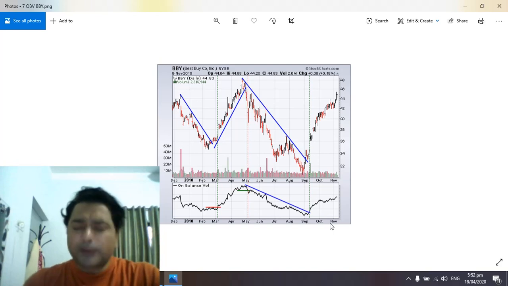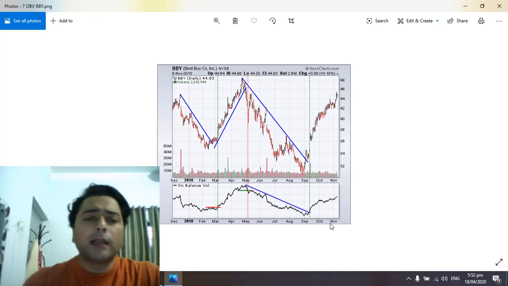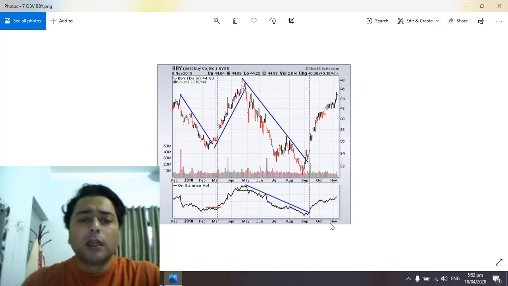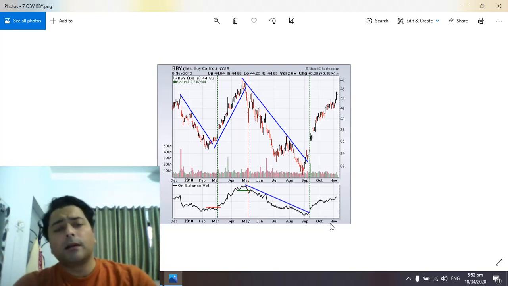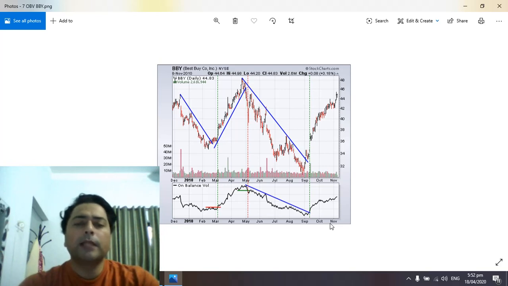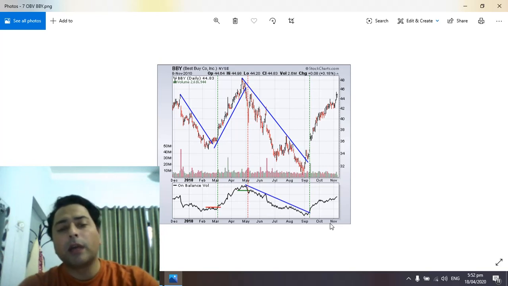So as we have seen, now this is the last chart I'm going to show you, Best Buy, another very famous stock that people trade on. You can see that the OBV line trades in direct correlation with the price chart. From December to almost March, the price of the stock and the OBV line are in a downward trend. From March to May, the price is in an upward trend and OBV is also going up.